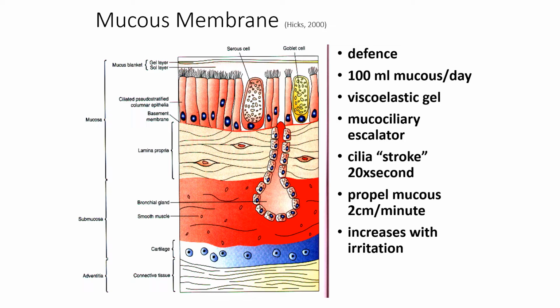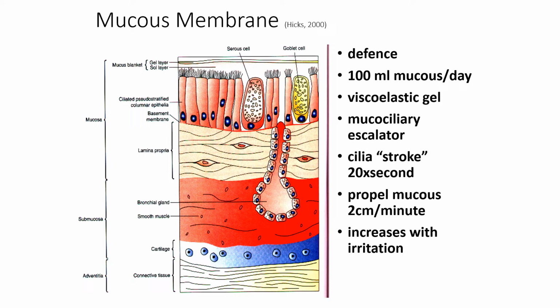So it's produced, and the cilia have a pretty impressive stroke rate, 20 strokes per second, in terms of wafting the mucus. So you get this so-called mucociliary escalator, moving mucus centrally so that we can cough up, sneeze, blow our nose, etc. Okay, a stroke rate of 20 strokes a second, and again, probably not very impressive velocity really, at 2 centimeters a minute.